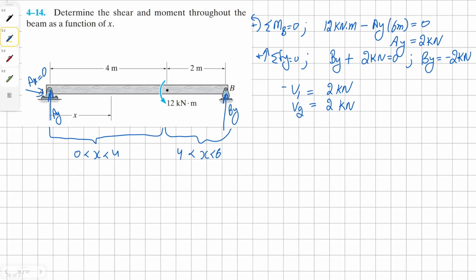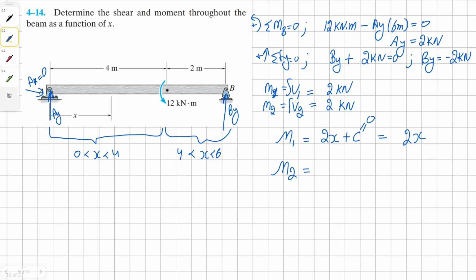Now we can take the integral of each of these shears to find our moment for each region. So for moment 1, we're going to have our equation or function as 2x plus c, which is a constant. And we know when moment is 0, x is 0, therefore our c is 0, and our function for region 1 is going to be 2x.